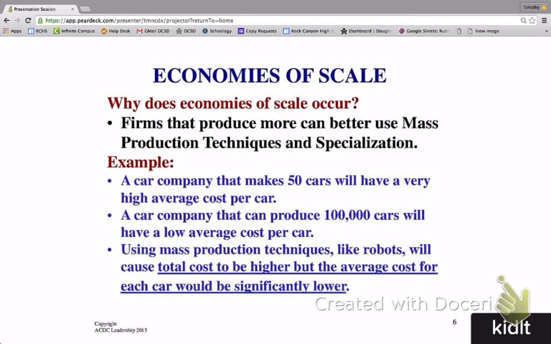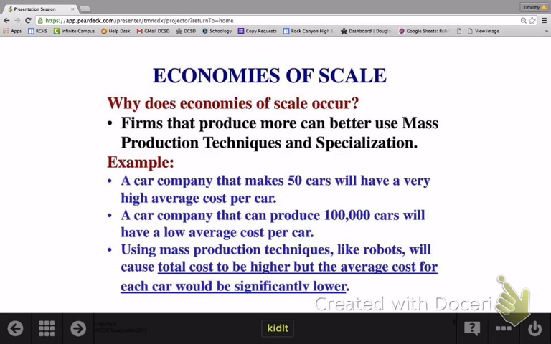Here are some examples. A car company that makes 50 cars will have a very high average cost per car. But a car company that can produce 100,000 cars will have a low average cost per car. Because using mass production techniques like robots will cause total costs to be higher, but the average cost for each car would be significantly lower.